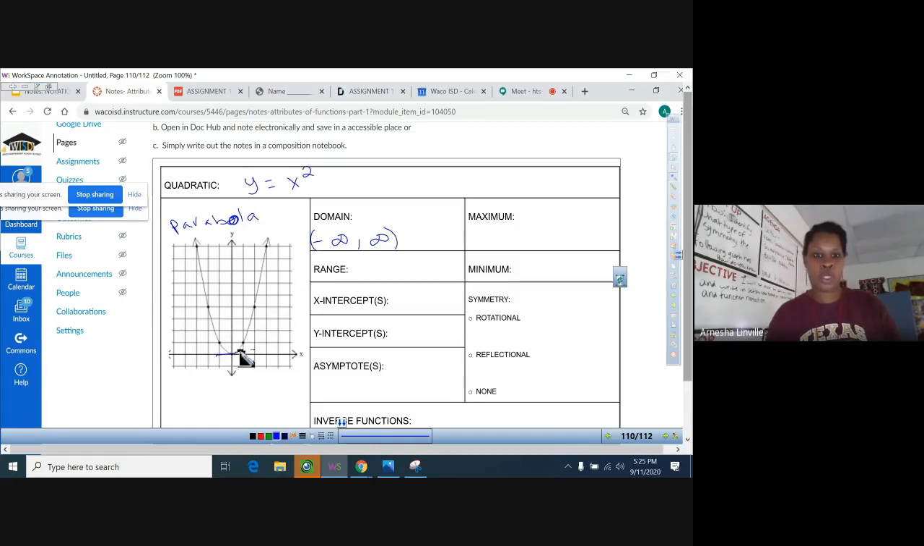Your range is going to be low to high. So what's the lowest point here? The lowest point is at 0, and the highest point, there isn't one. It continues. So your range goes from 0 to infinity, including 0. Since it touches the origin, it goes through the origin. Your x-intercept and your y-intercept will both be at (0, 0).